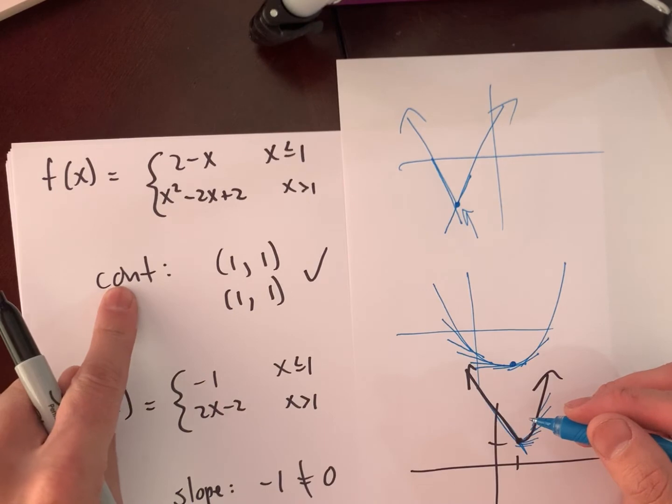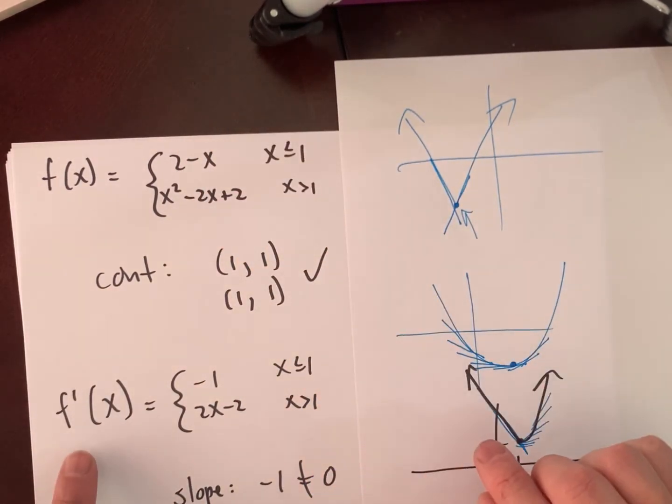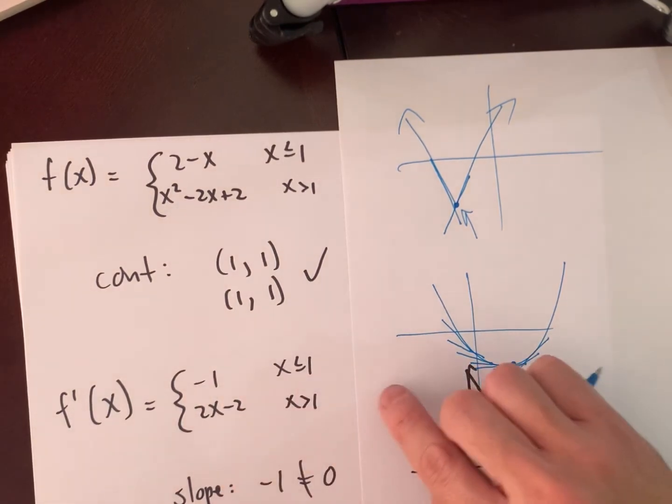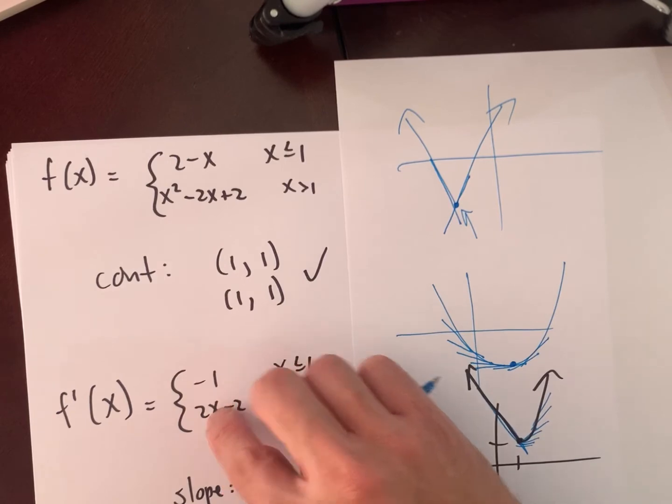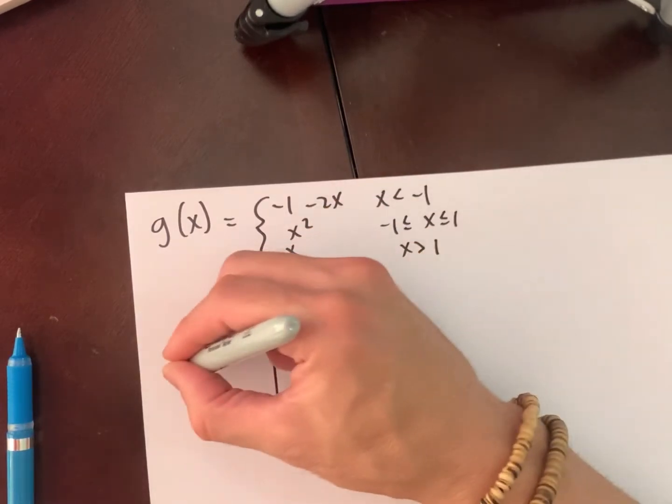So you have to be continuous by plugging this number into both parts to get the same output. And it has to have a smooth transition with your slopes, where the derivative, you plug this number into both parts, and it has to be the same number. And if it is, then it would be differentiable. But let's see what this looks like here.